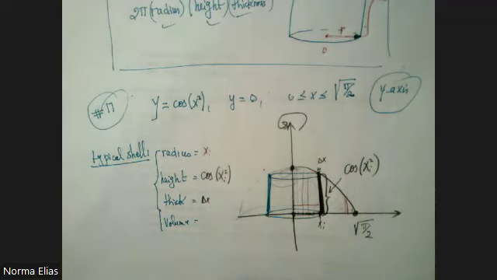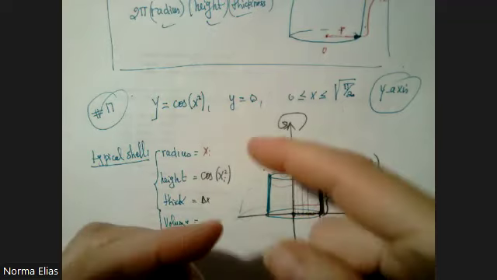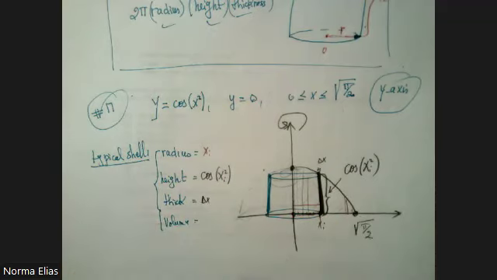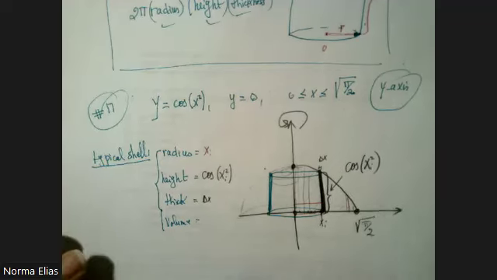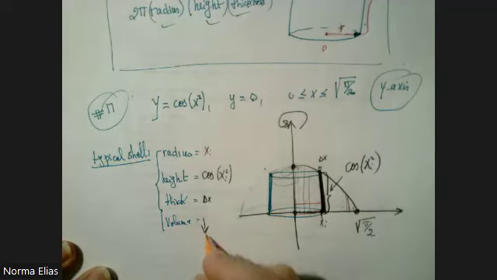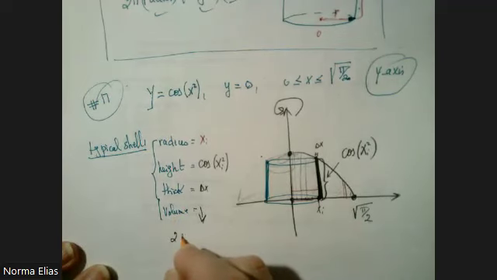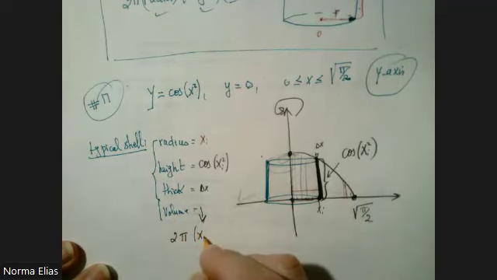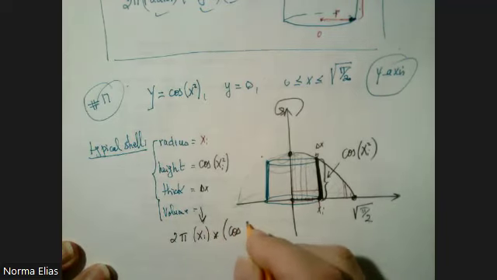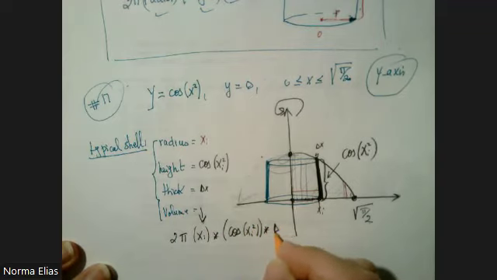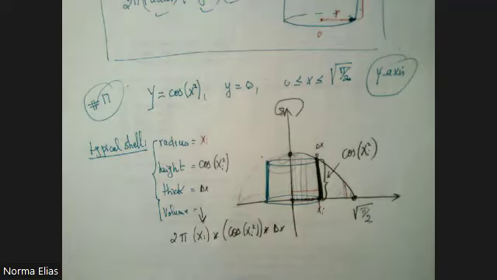As I said yesterday, you can think that I'm filling it with onion rings. Or another way you can think about it is like a Russian doll. If you remember, you have those Russian dolls where you have a doll inside another. That's how I'm filling the volume. The volume is 2 pi times the radius times the height times the little thickness, which makes it into a volume.